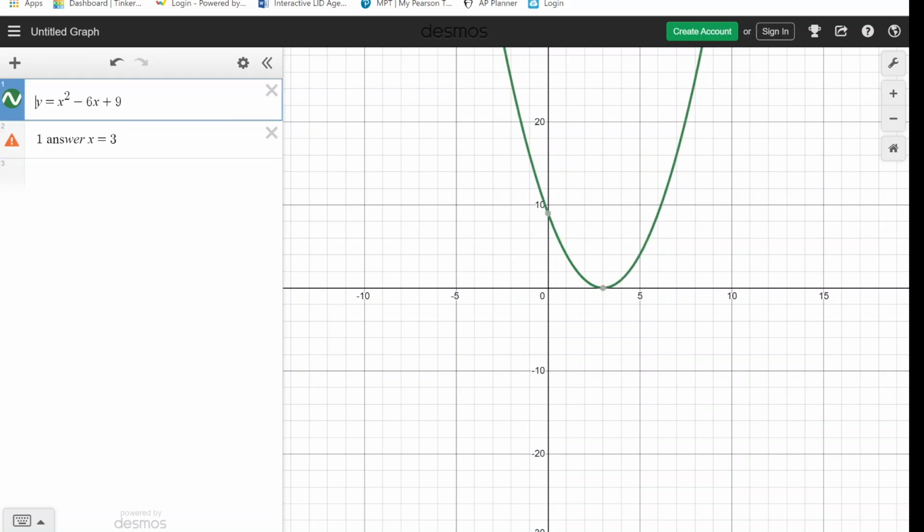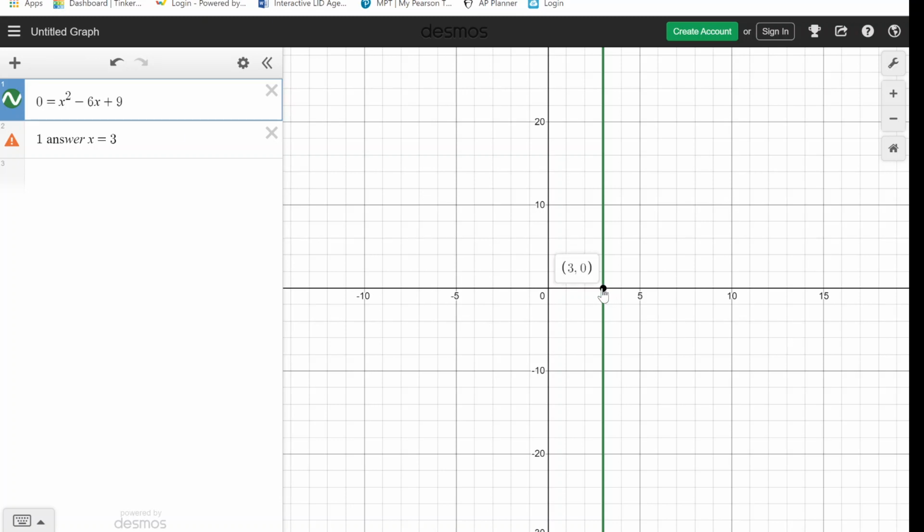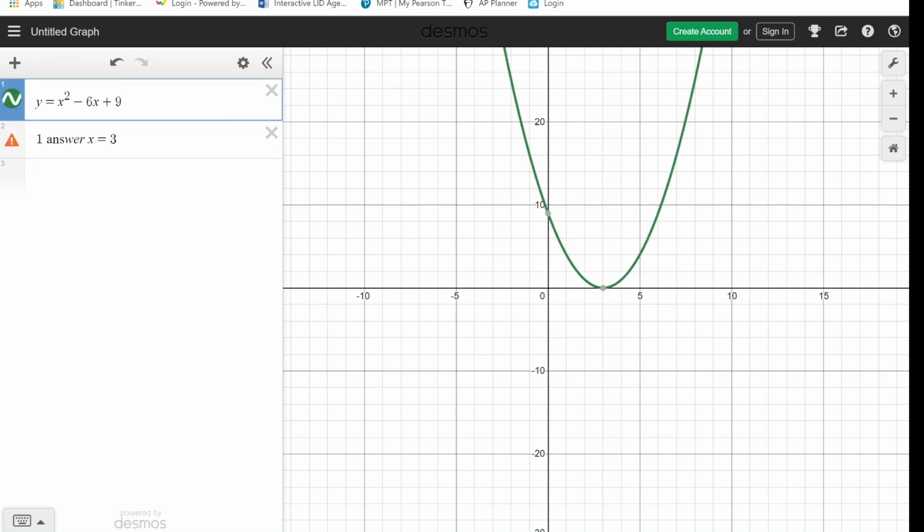Now, what happens if I put 0 equals x squared minus 6x plus 9? You may notice I actually have something on my graph now. If my equation was 0 equals x squared minus 6x plus 9, it gives me a straight up and down line at x equals 3. And x equals 3 is the answer, so it actually gives you the answer whether you type in y equals or 0 equals. It just gives you a prettier picture if you put in y equals, because it gives you a parabola. All right, now let's do our last case. Our last case is 2 answers.